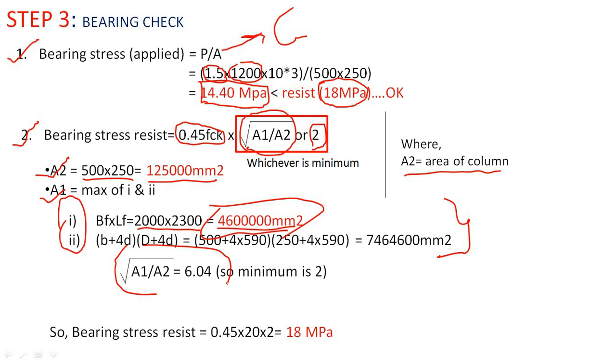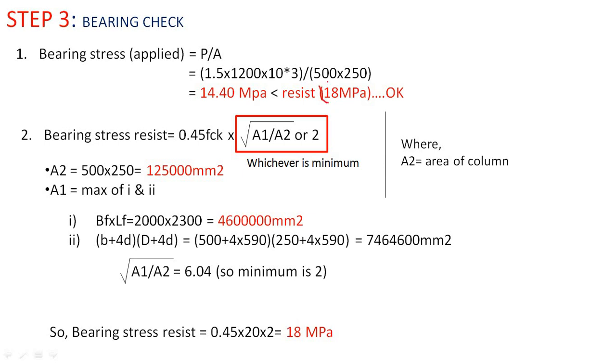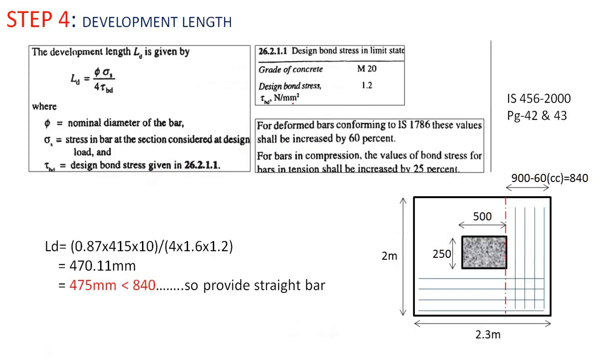And in these two values the minimum is 2, so we'll use the 2. So the bearing stress resistance we have found as 18 MPa, so we will put the resisted as 18 MPa. So the bearing applied is less than resistance, which means okay. So it will be okay for the bearing. So next we will find the development length.